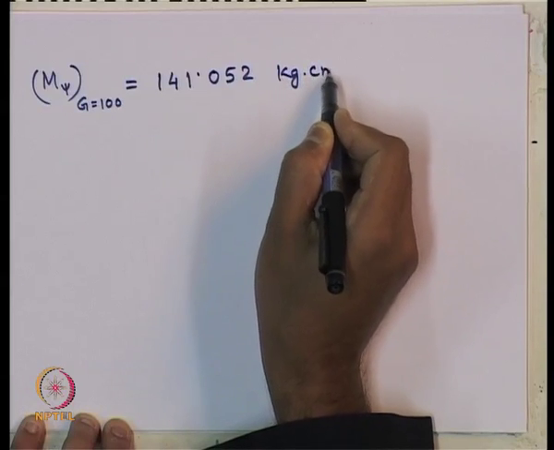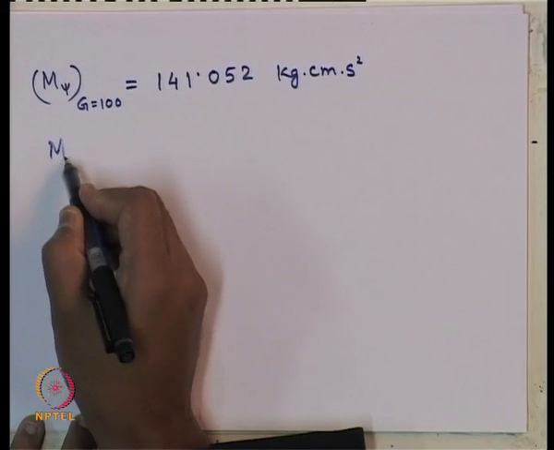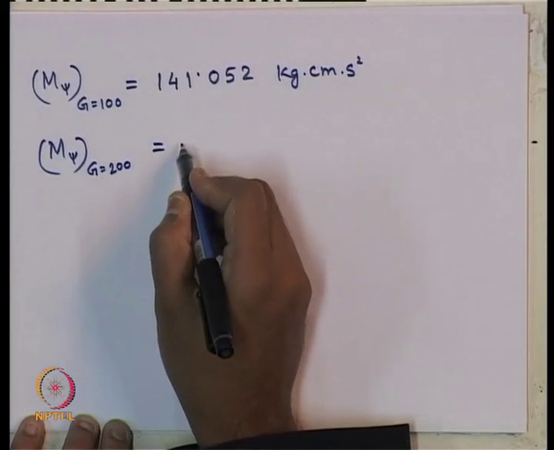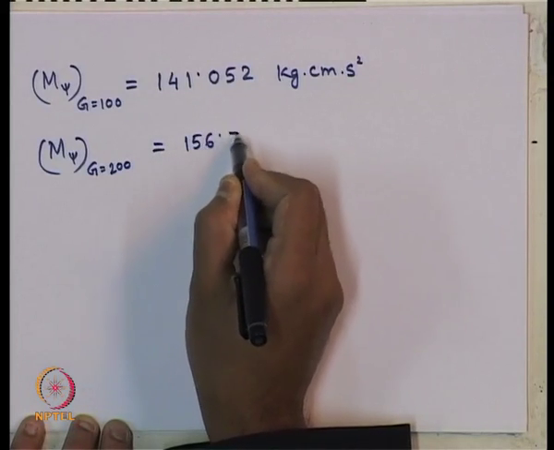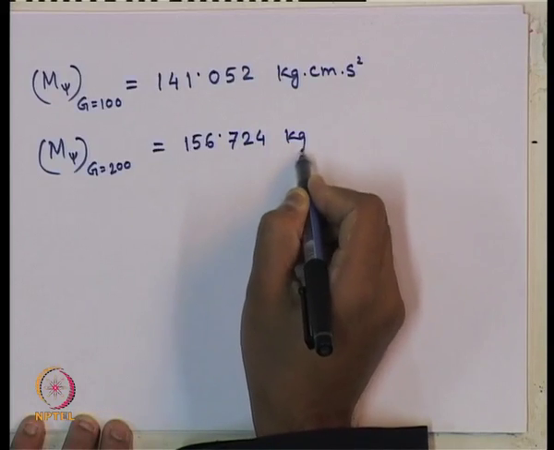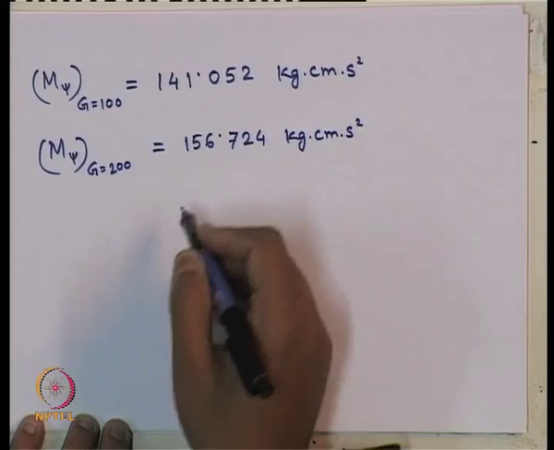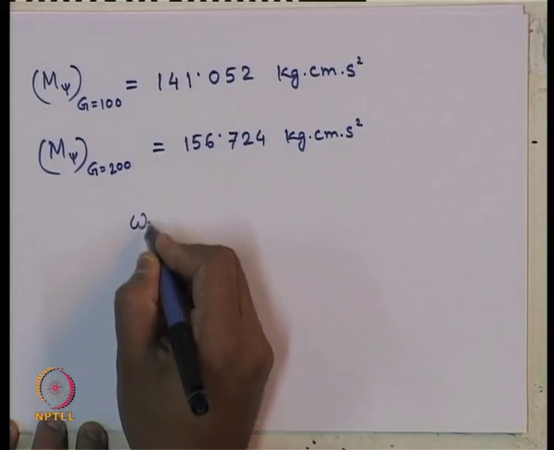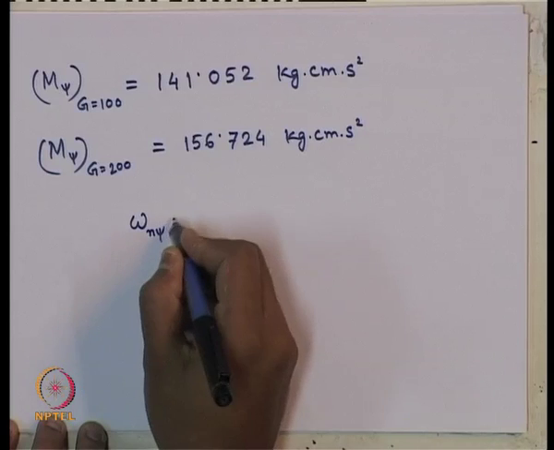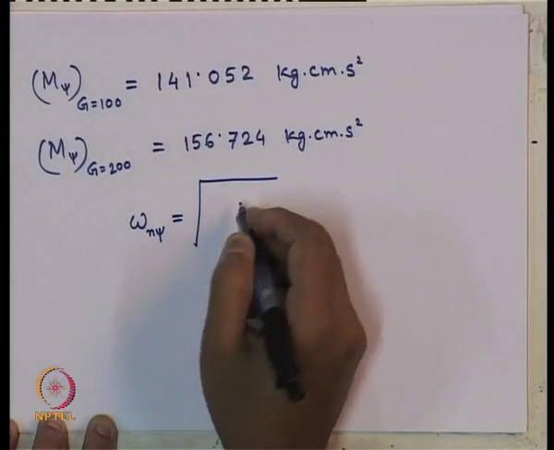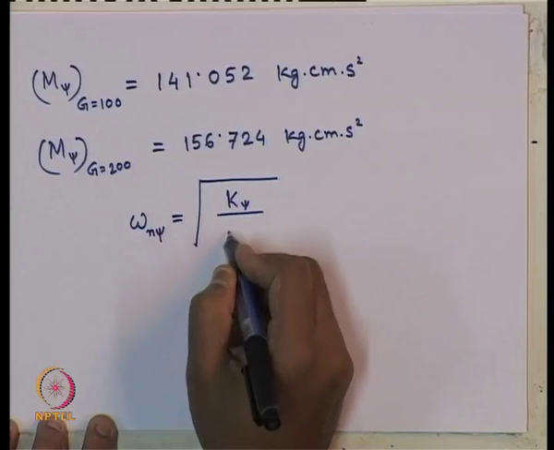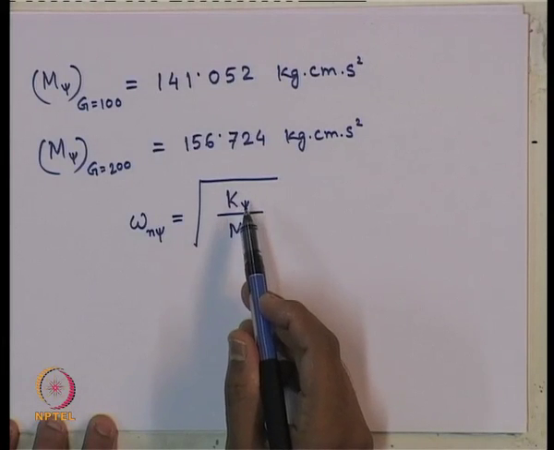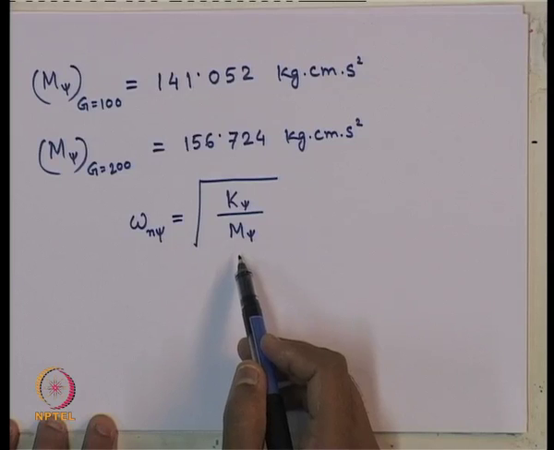Okay. And for the third type of soil with G equals 200, again the change will be only in the gamma value: 156.724 kg centimeter second square. Why have we calculated these values? Because we know the natural frequency of the system omega n psi should be equal to root over k psi by m psi. Am I right? That is, the rotational spring constant divided by the mass moment of inertia.